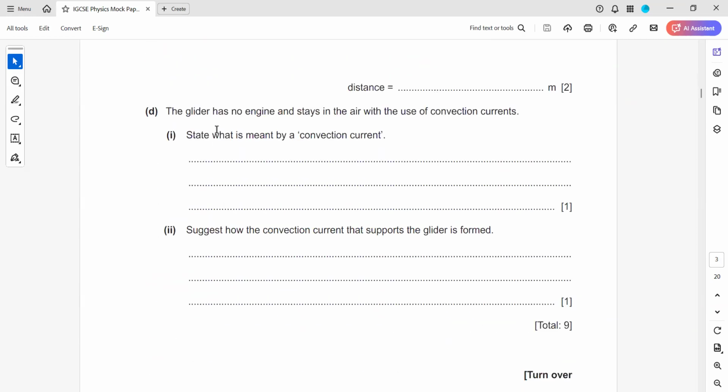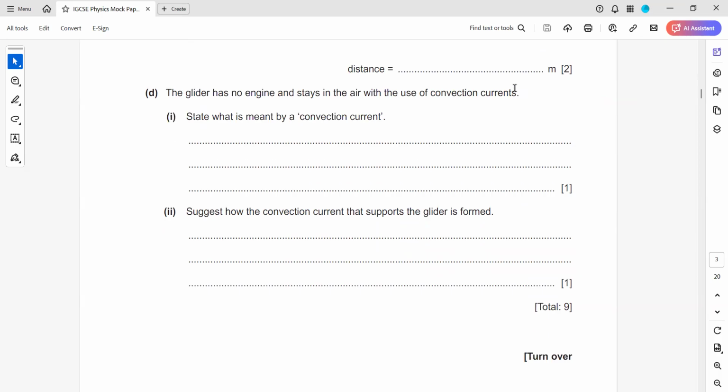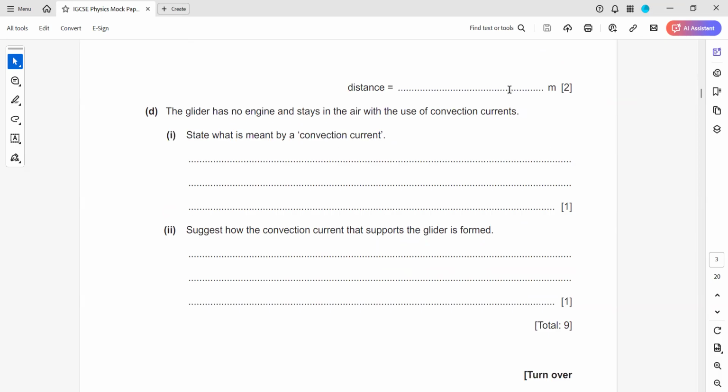The glider has no engine and stays in the air with the use of a convection current. What is meant by a convection current? Convection current refers to the movement of the molecules due to a difference in density. Like hot air. Convection current refers to a movement of the molecules due to a difference in density.